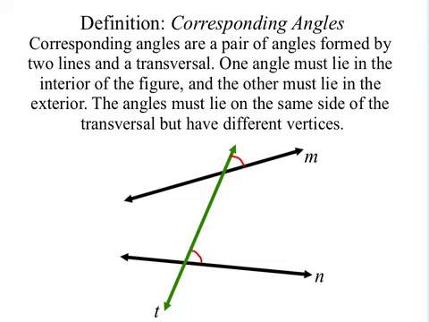And then one more, corresponding angles. Pairs of angles formed by two lines in a transversal. One angle must lie in the interior of the figure, and the other must lie in the exterior. The angles must lie on the same side of the transversal, but have different vertices. So there's a pair of corresponding angles. And the blue pair is yet another pair of corresponding angles. But so is the green pair, and finally the orange pair. So for corresponding angles, there are four pairs in every situation of two lines that are cut by a transversal.